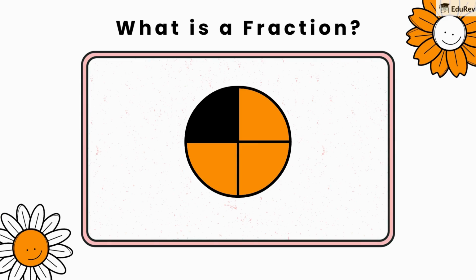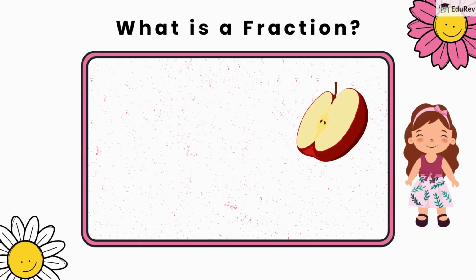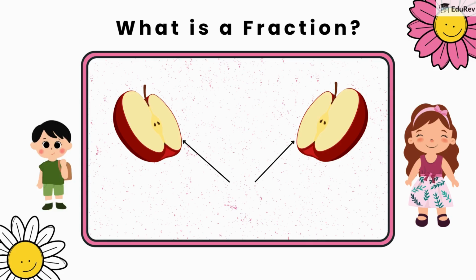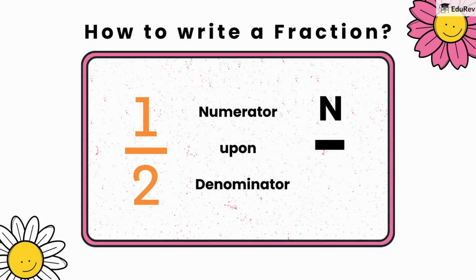Let's take an example. Consider an apple as a whole. Now if you give half of this apple to your sister, then half of the apple remains with you. And each of these parts is called a fraction. A fraction is written in the form of numerator upon denominator, also we can call it n by d.